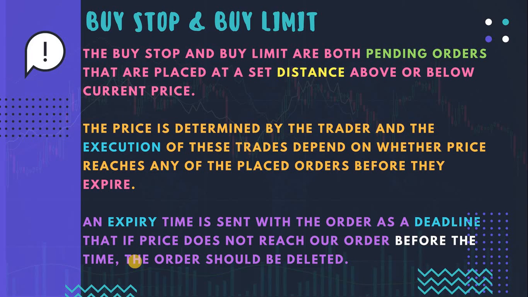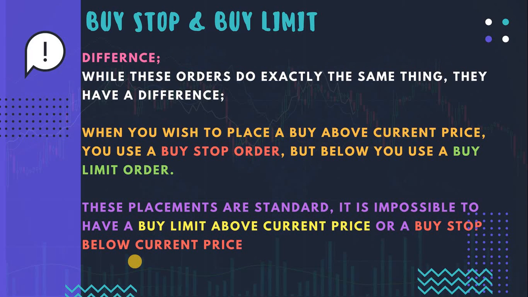For example, you send the buy stop order, you give it a deadline. If the time now is 2 o'clock, you can say if by 4 o'clock the price has not touched this order, let the order be deleted and forgotten. For the buy stop and buy limit, the difference is their position. While these orders do exactly the same thing, they have a difference. When you wish to place a buy above the current market price, you use the buy stop order. But if you want to buy below the current market price, use the buy limit order.